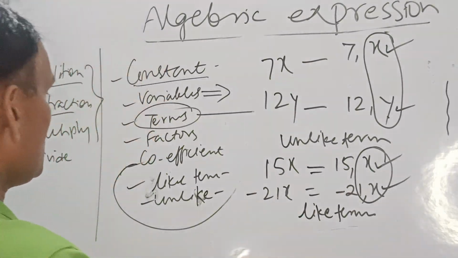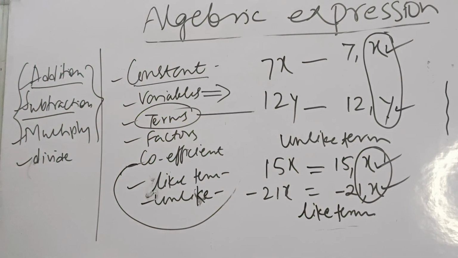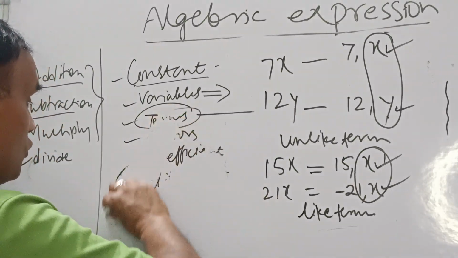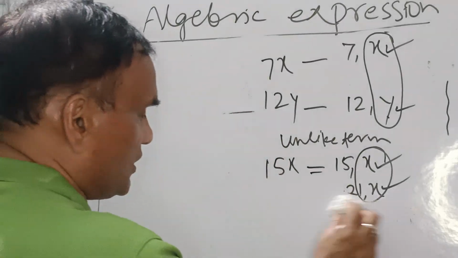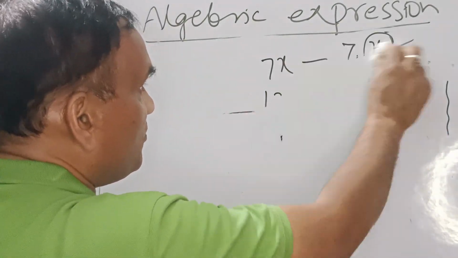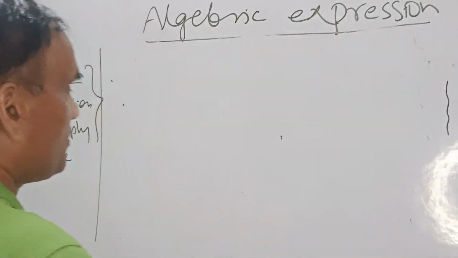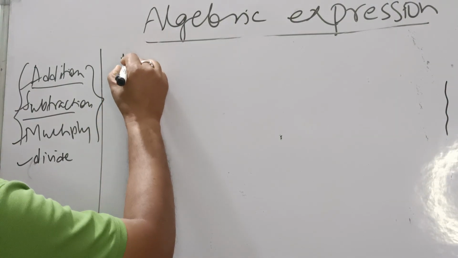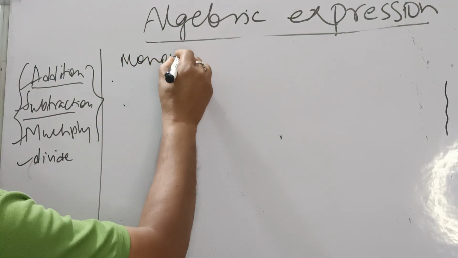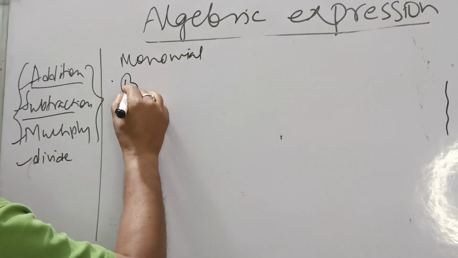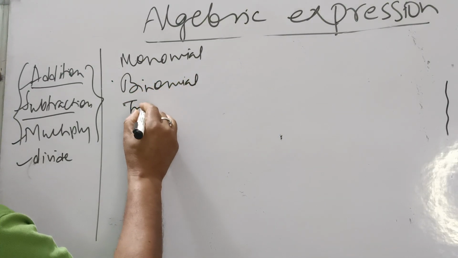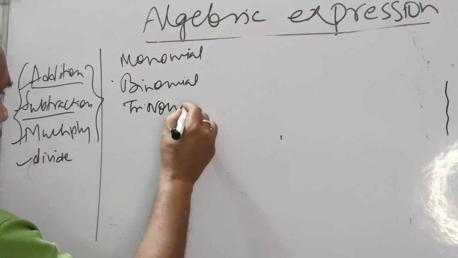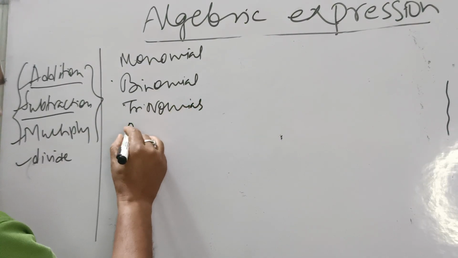Okay, now we'll see what those terms are: monomial, binomial and trinomial. Okay, monomial, binomial and trinomial. We'll see one by one. So monomial, binomial, trinomial and polynomial.